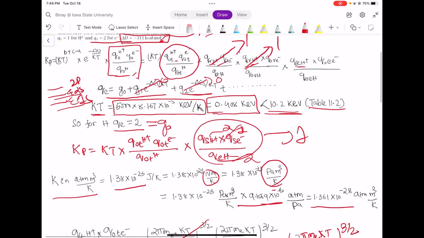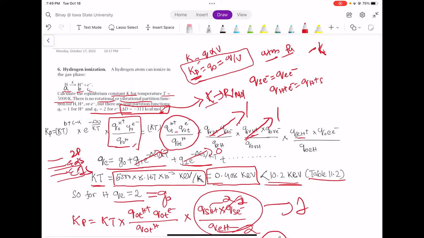Okay, so the only new things here apart from question 4 are, first, there is no information about volume, so you need to assume that it is Kp instead of K. The second thing is Qs, the spin partition function, which is sometimes equal to the electronic partition function. That's the only new thing in this question.